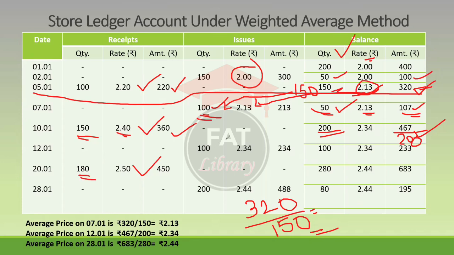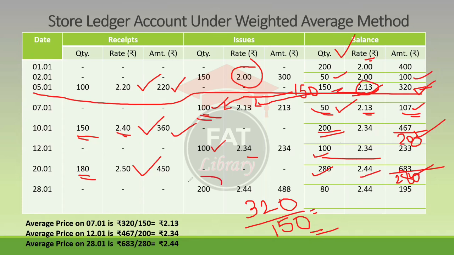Likewise, they have issued 100 units. So the remaining balance is 100. Again, 180 they have received. So with this remaining balance, add 180. So totally the company is having the balance as 280 units. Now the amount for that is 683: 233 plus 450, 683. Now 683 divided by 280, if you do, you will get the rate. That is 2 rupee 44 paise.